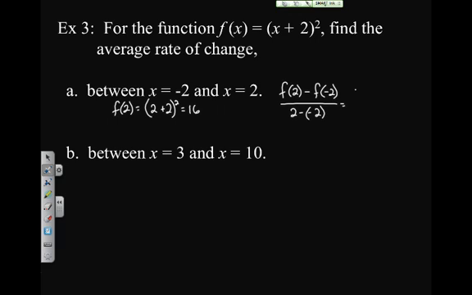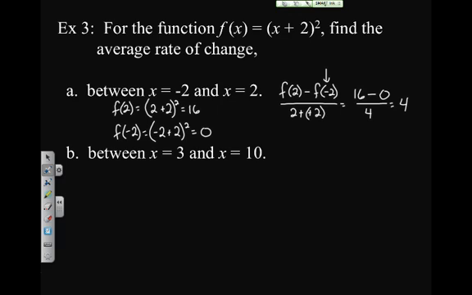So right here, our first value is going to be 16 minus. Then we also need to know what f of negative 2 is. We have to know both of those. So f of negative 2 is going to be (negative 2 plus 2) squared. Negative 2 plus 2 is 0, so when we square that, we get 0. So 16 minus 0 on the top, and 2 minus negative 2 on the bottom. That's the same as adding a positive 2, so we get 4. So our average rate of change there is 16 over 4, which is 4.